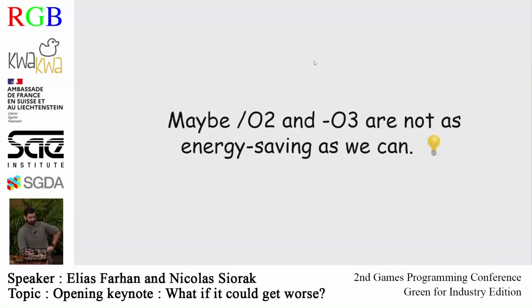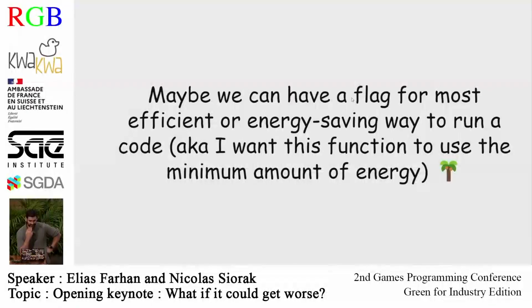Because maybe, it's a big maybe, I didn't do the actual research, I'm just throwing out my thoughts. Maybe /O2 on Visual Studio or O3 for Clang and GCC are not as energy saving as we can be. And maybe we can have a flag where the compiler has this data on what each instruction uses in terms of energy, and makes the code not the fastest, but the most energy saving. Like you would say, I have this function, I know it's going to run for X amount of time, how much energy is it going to use?